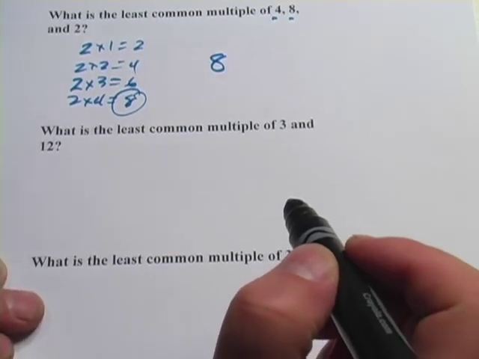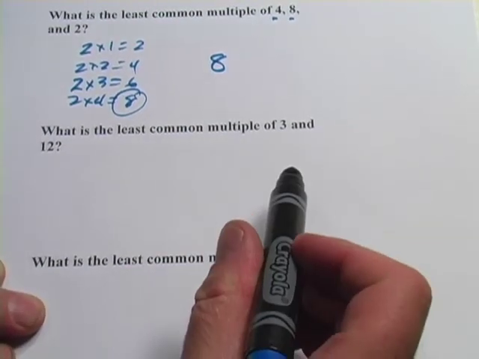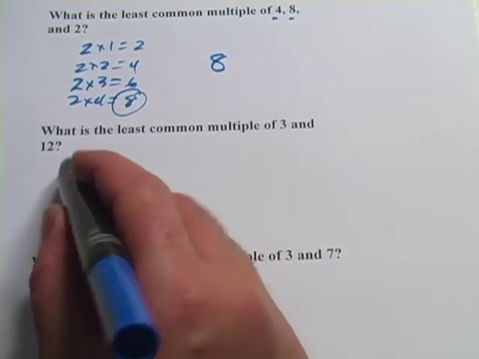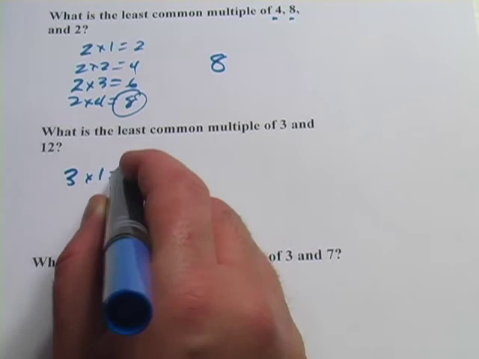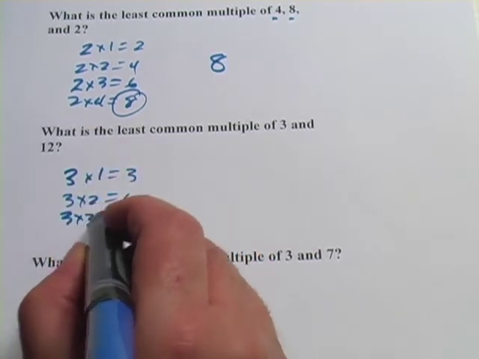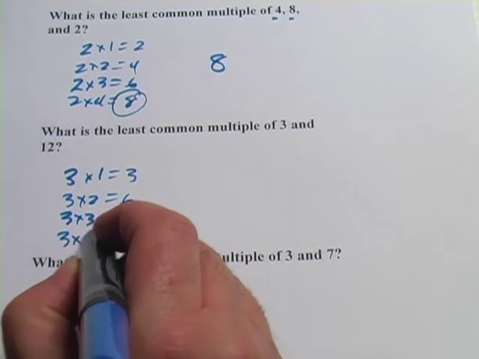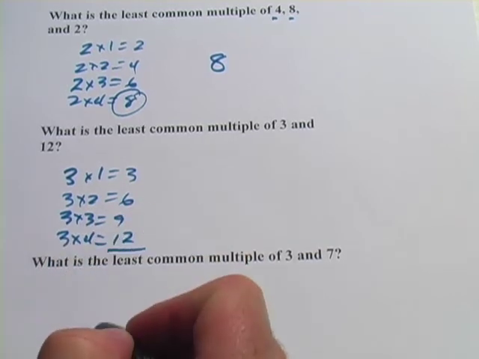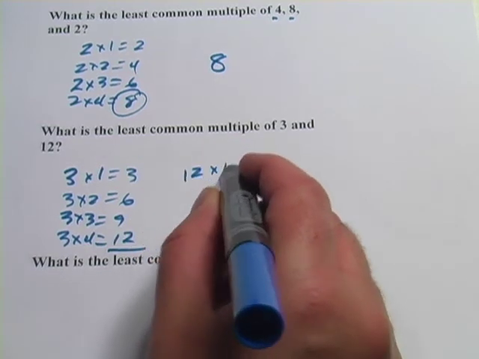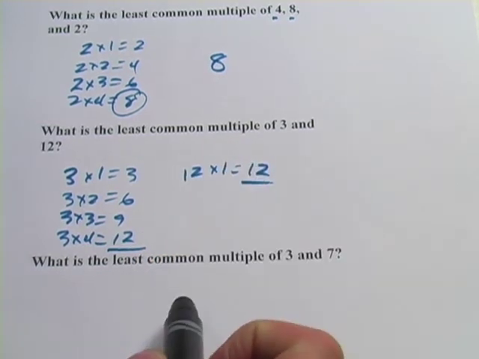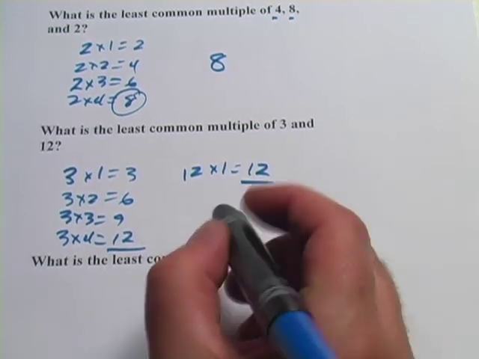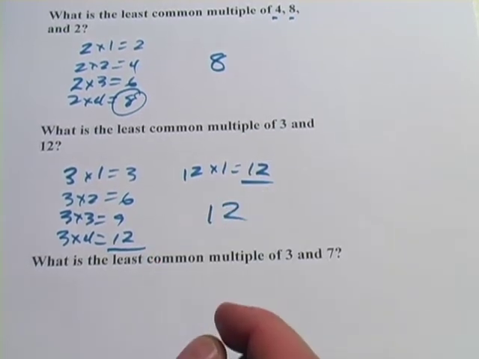Let's try this next one. It says, what is the least common multiple of 3 and 12? Well, if I start listing the multiples of 3, 3 times 1 is 3, 3 times 2 is 6, 3 times 3 is 9, 3 times 4 is 12, and right there I should have my antenna up because I know that the first multiple of 12, 12 times 1, is 12. So that's going to be the smallest one they have in common. So the answer to this one is 12.